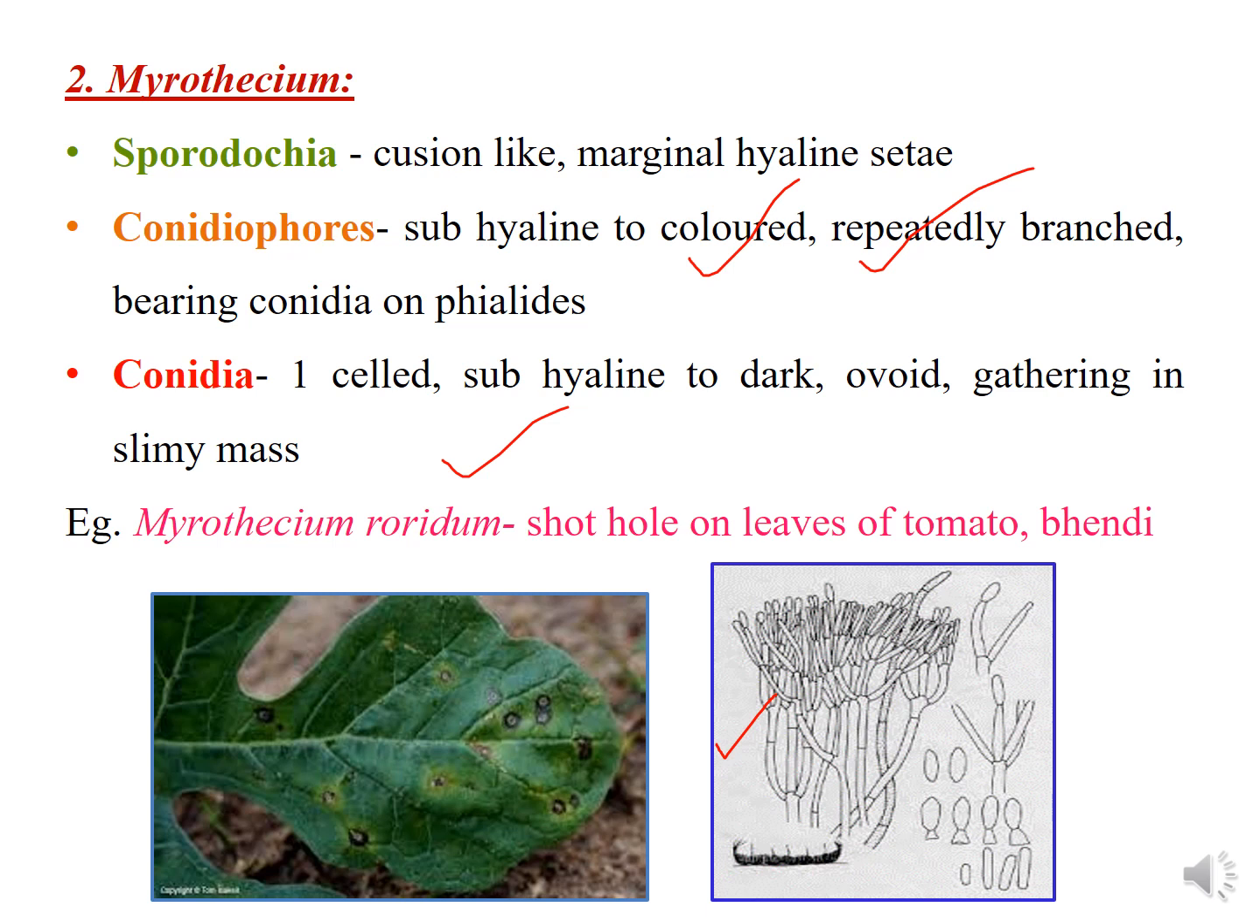Conidia are single celled, subhyaline to dark, ovoid, gathering in slimy masses. Here they used to be gathered either in slimy masses, or they used to be present singly. An example is Myrothecium roridum, which used to cause shot holes on tomato and bhendi. Here you can see the shot holes, meaning after drying of this portion they used to create a hole-like structure on the leaf. So these are the symptoms.